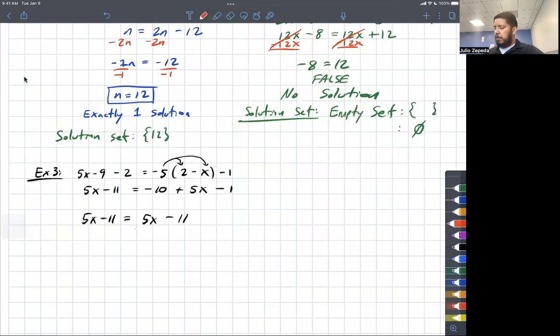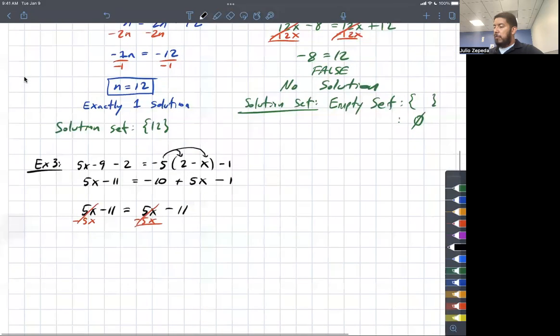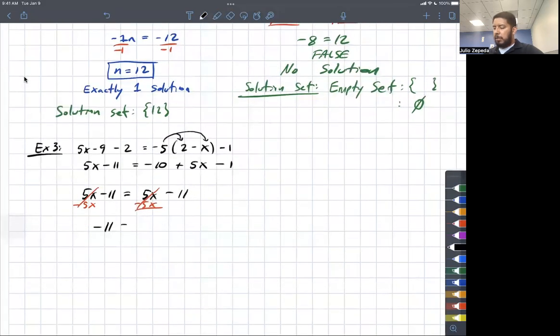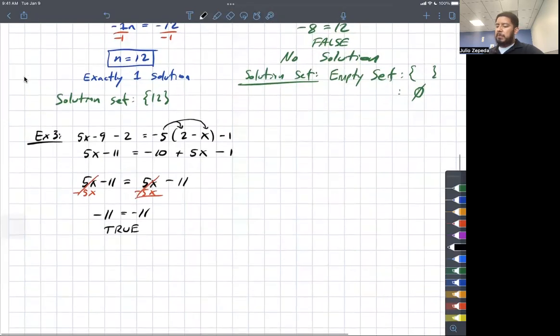And so again, let's get all the x's on the left-hand side. So we'll subtract 5x from the right-hand side. We have to do the same thing on the left-hand side. It turns out that they cancel. And so in this case, again, we've eliminated the variable completely, but now we get a statement that is true. Negative 11 is equal to negative 11. And so this implies that there are infinitely many solutions, but we can actually say something even better than that. Not only are there infinitely many solutions, but all real numbers are solutions.